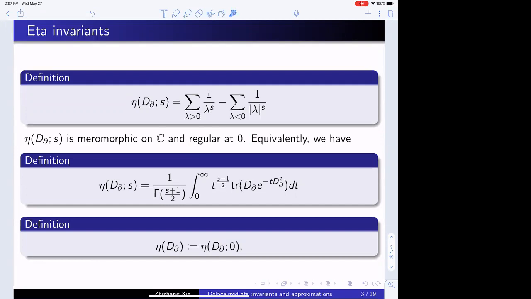But today, I'm going to take a slightly different viewpoint. Of course, this is by the so-called Mellin transform. The function on the right is exactly this term right here. With some easy calculation, you will see this is exactly that. So the eta invariant of this operator D is defined to be the value of the eta function at 0, because it's regular at 0. That's the eta invariant.